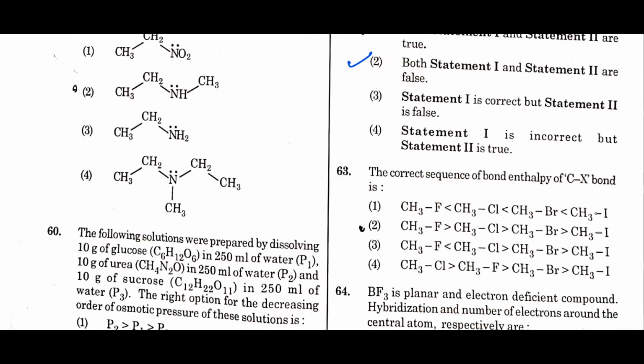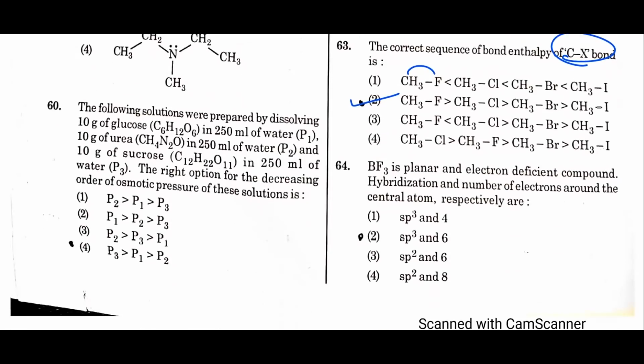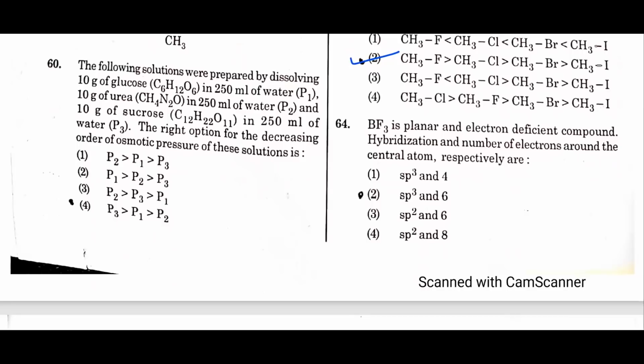Question number 63. The correct sequence of bond enthalpy of the C-X bond is carbon and fluorine. If you observe, C-F is a strong bond because fluorine is more electronegative. It holds the electrons tightly, then the chlorine bond, then bromine, and then iodine. Option 2 is the correct answer. The strong bond is the C-F bond and the weak bond is the C-I bond.